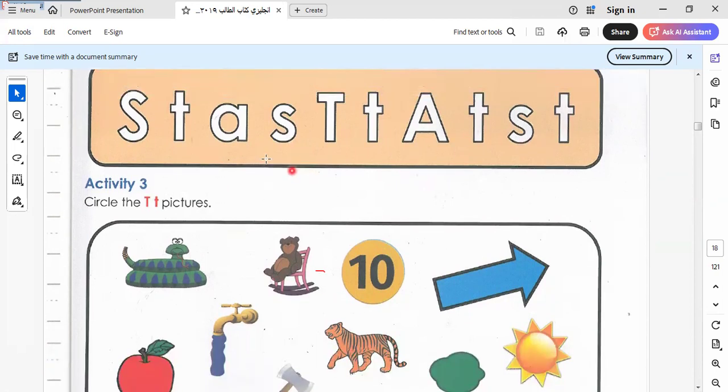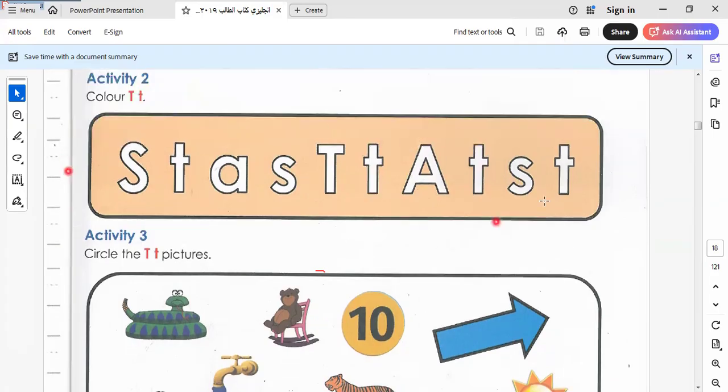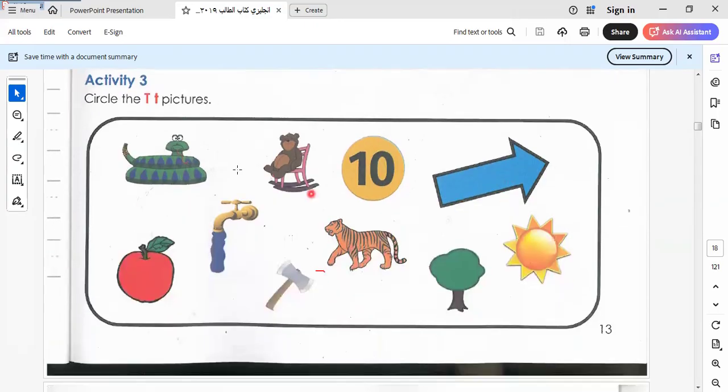In this row we have 5 letters T. This is 1, 2, 3, 4, and 5. Okay. Here we say circle the words or the pictures that are related to letter T, the words that start with letter T.